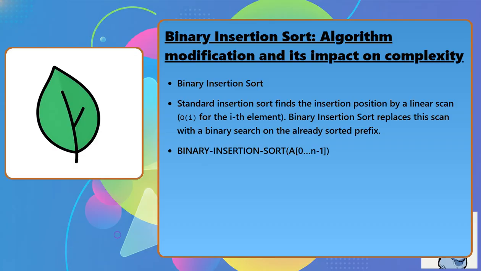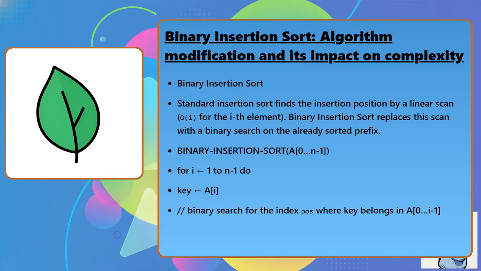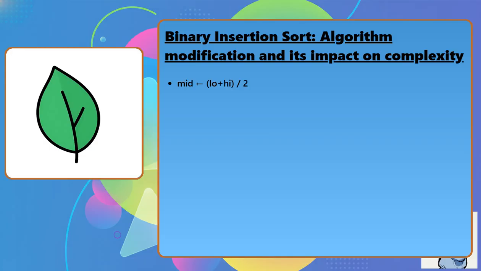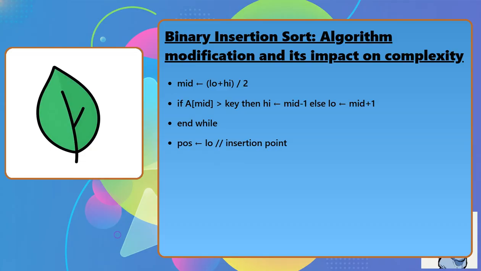Binary insertion sort of a sub 0 to n-1. For i from 1 to n-1 do: key equals a sub i. Binary search for the index pos where key belongs in a 0 to i-1. Low equals 0, high equals i-1. While low is less than or equal to high do: mid equals low plus high divided by 2. If a sub mid is greater than key, then high equals mid minus 1, else low equals mid plus 1. End while. Pos equals low, the insertion point.